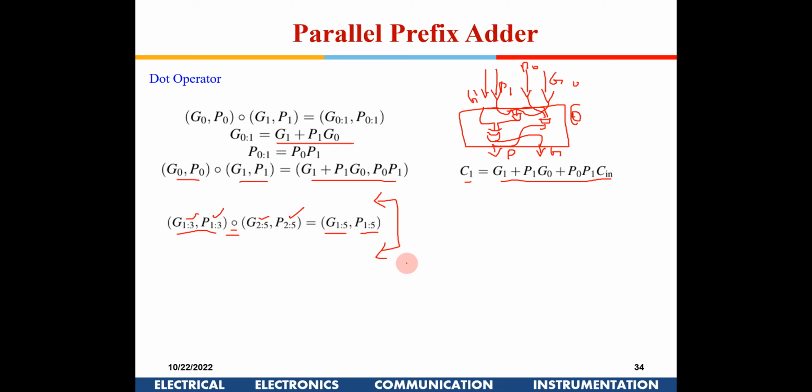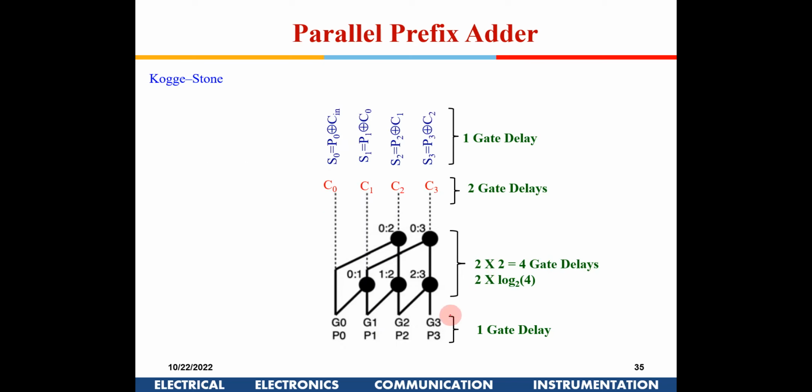Yes, Professor. Okay. Now inside the dot operator, it is just these three gates. That's all. Now if you see here, I am doing a 4-bit addition. I am talking about what a parallel prefix adder is. This is how a Kogge-Stone adder looks. In the first stage, from A0 and B0, I am going to generate G0 and P0.